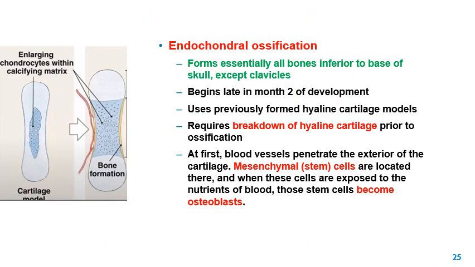Okay, so here I just put into words what I just mentioned to you. So I'm not going to read this stuff, okay? So this starts around 2 months of age. And at first, you're going to get the breakdown of the hyaline cartilage, and stem cells are going to go there because you're going to have this artery that is going to go through the primary foramen.